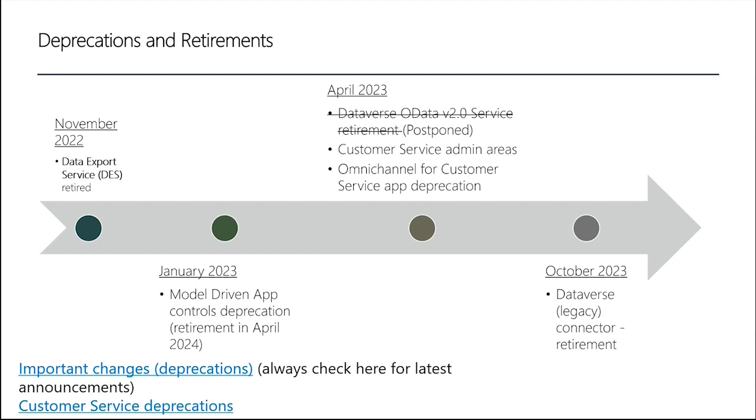The other things in April that are moving forward: some customer service admin areas will be deprecated. Also, the omni-channel for customer service app is deprecated. Again, deprecated doesn't mean retired or removed quite yet. It just means that it will be in the future. Another one to keep in mind coming up in October is the Dataverse Legacy Connector, which will be retired in October. So if you're using that, make sure to switch to a supported connector.